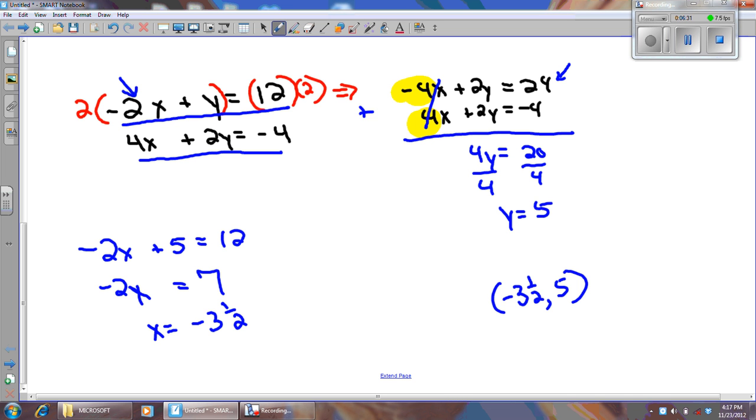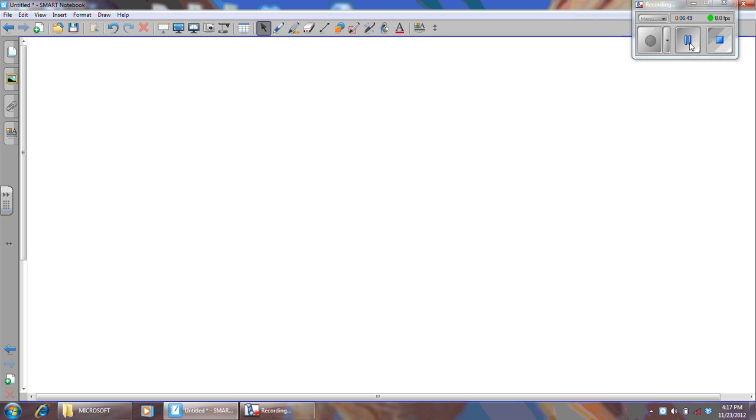Okay, so I can multiply one of the equations to get it so that they'll match. Now, notice my answers don't always come out pretty. The y came out nice, but the x coordinate did not. All right, let's try another one that's a little bit more challenging.